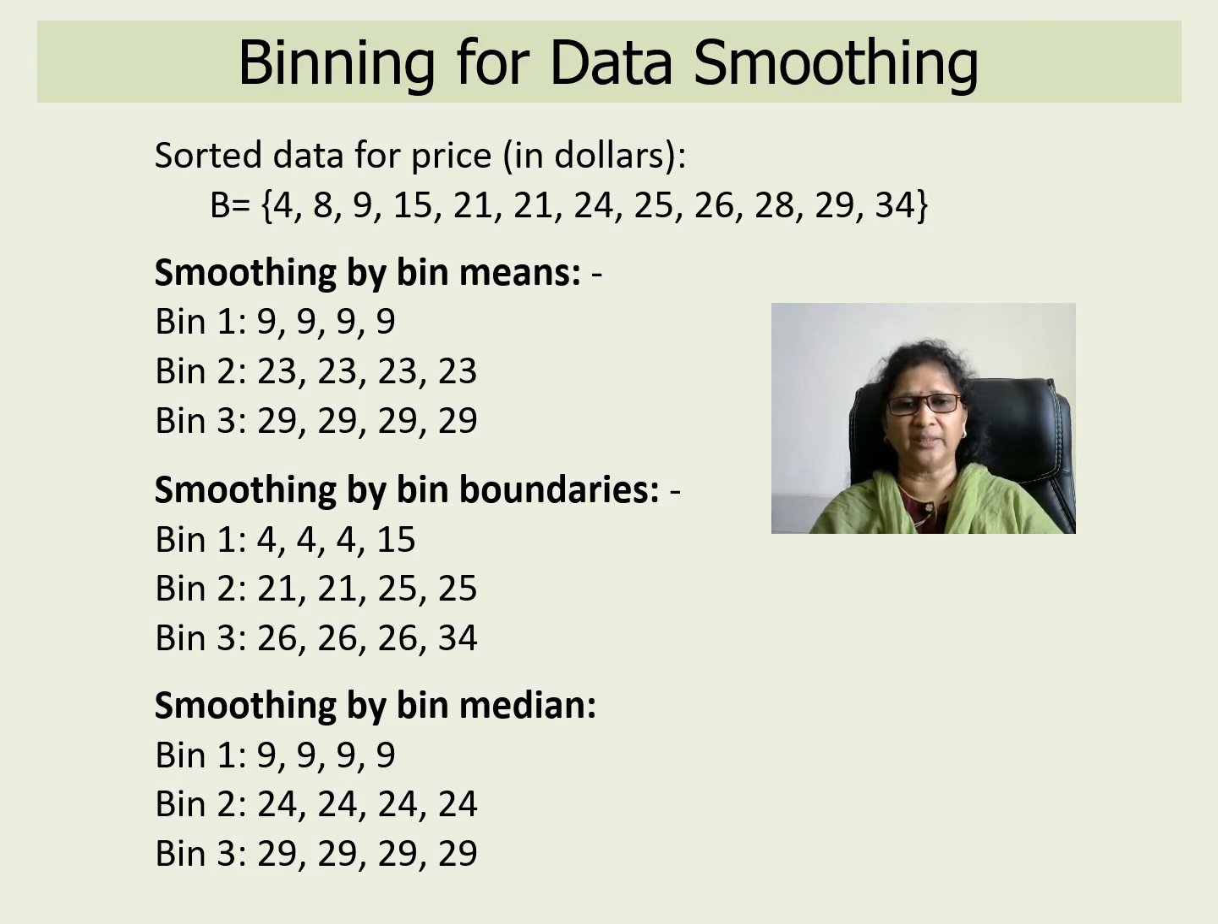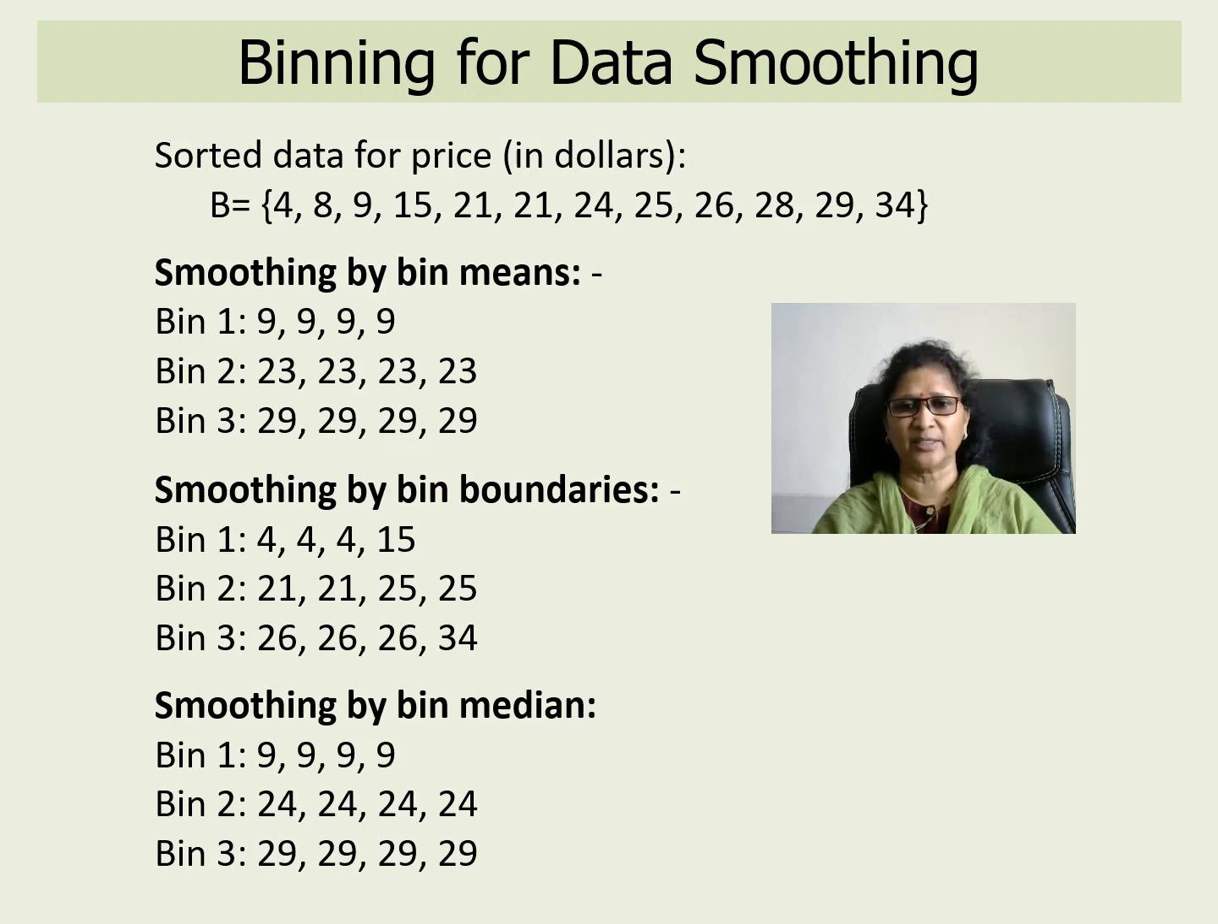Let's take another example where we have sorted data for prices, say in dollars, represented as set B with these values 4, 8, 9, like this up to 28, 29, 34. If we use smoothing with mean, we get what values; if we use boundaries, and if we use median, then what are the resultant values, are shown here. When we use smoothing with means, the resultant means are as this.